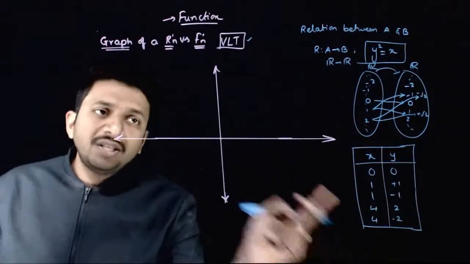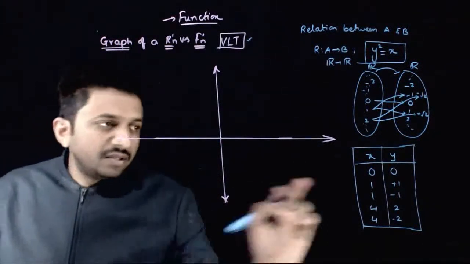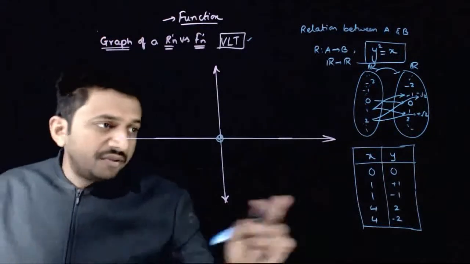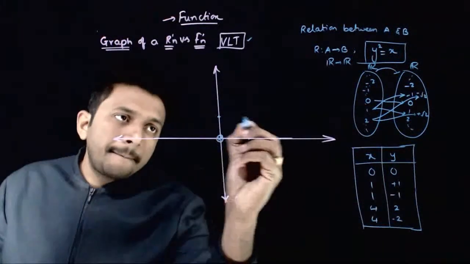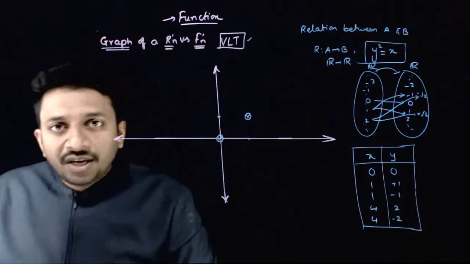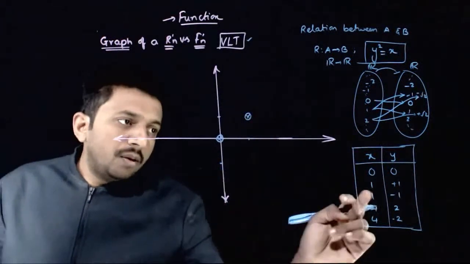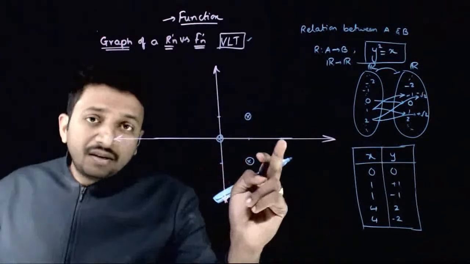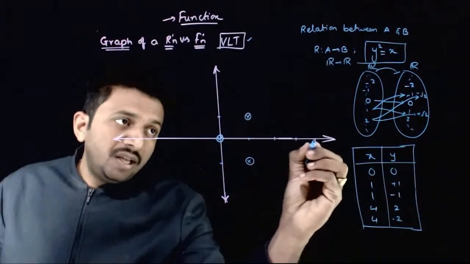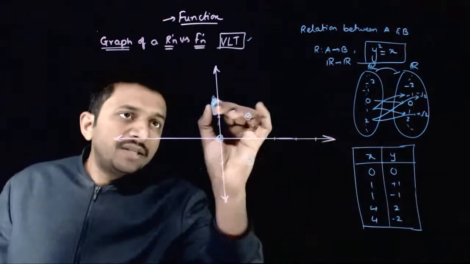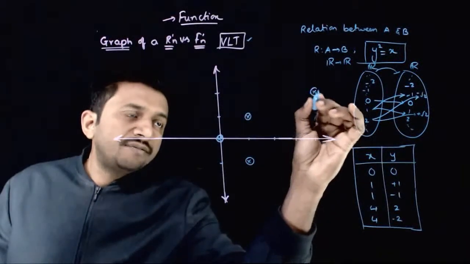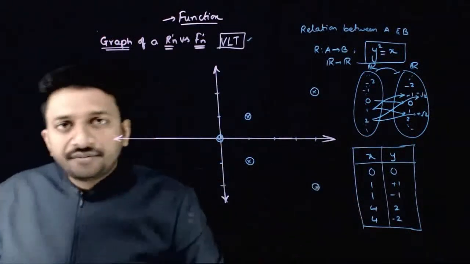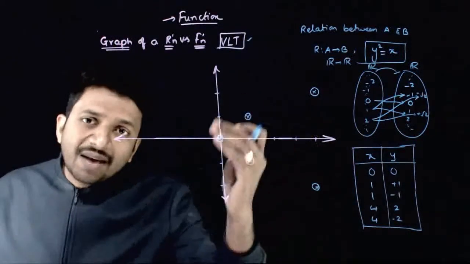And we plot these points on the graph. So the first point is 0, 0. That means this point is there on the graph. 1, 1 means this point is present on the graph. 1, -1 is also present on the graph. Next, 2, 3, 4. So 4, +2 lies on this graph. 4, -2 also lie on this graph. So on. These are the sample points.